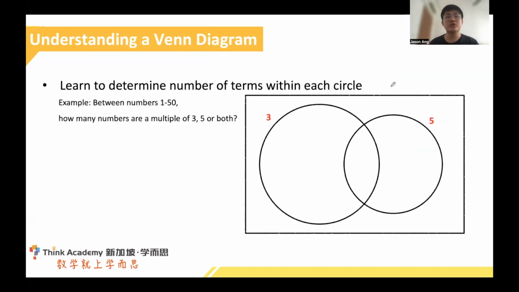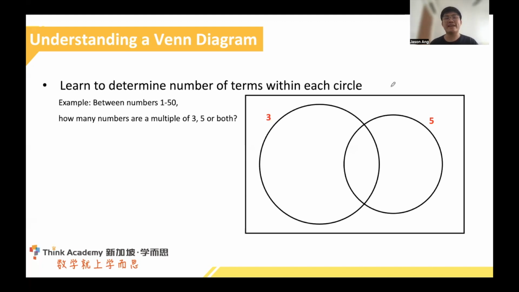Because some questions could be a little bit more complicated, like a typical place value sort of question, or in this case, even the word divisibility, factors and multiples, just like what we have learned in the previous video. So between numbers 1 to 50, how many numbers are a multiple of 3, 5, or both?